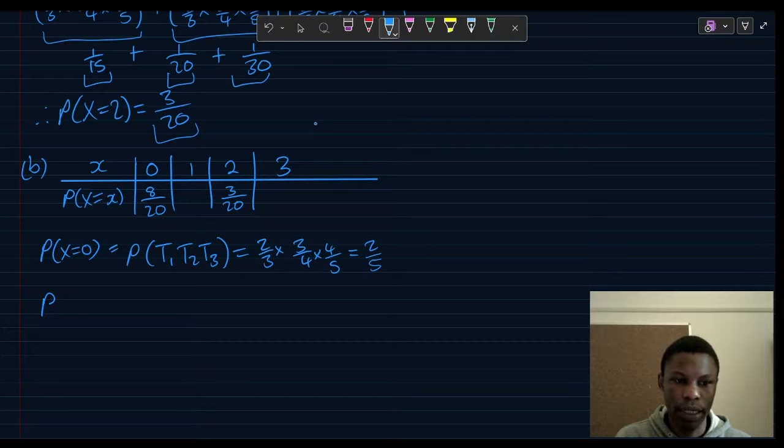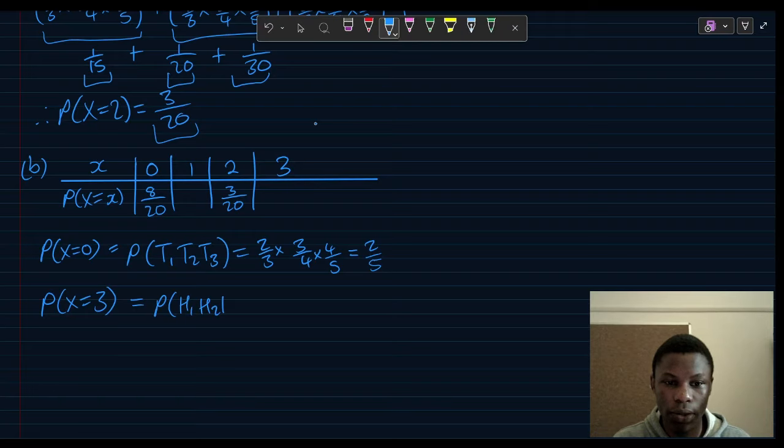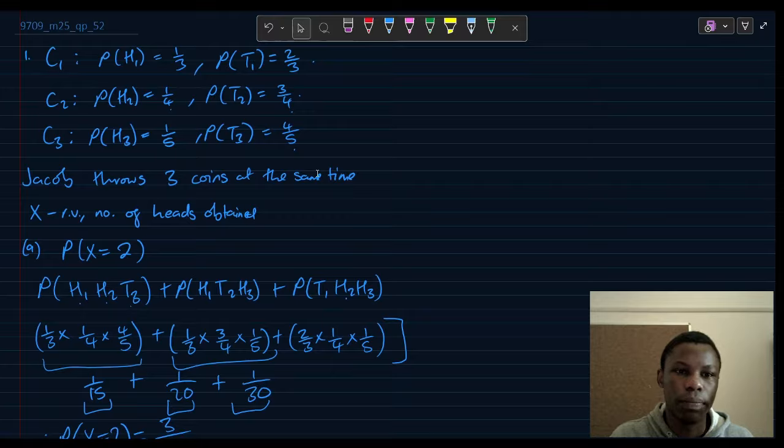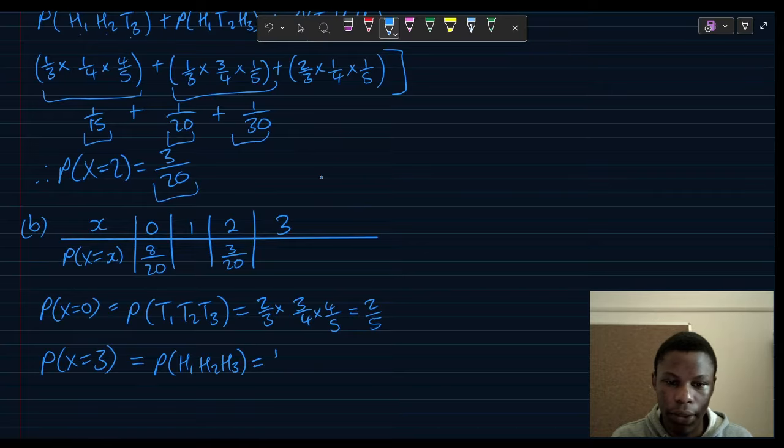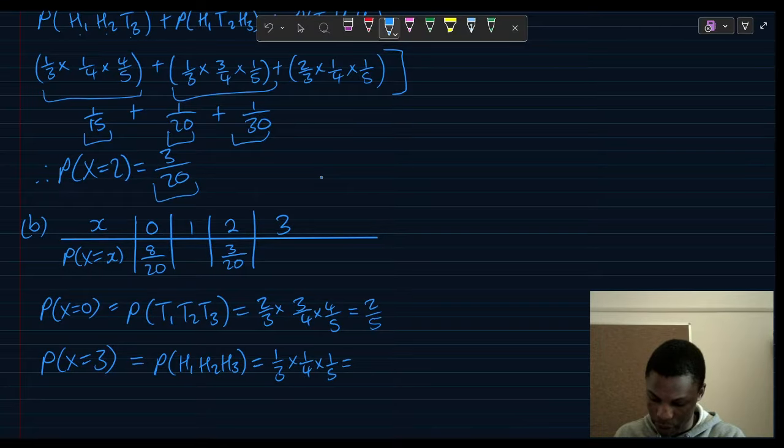I'll do x is 3, because that will be easier than x is 1. And then we can just subtract. X is 3 means all 3 coins show a head. So head 1, head 2, head 3. So that's a third times a quarter times a fifth. What does that give us? That's 1 over 60.